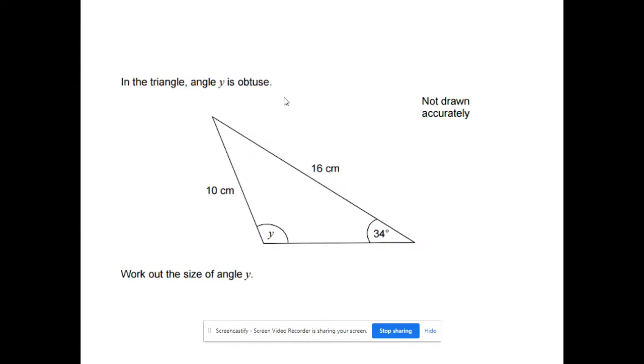So here's an example question. It's not drawn accurately, not to scale, and they've told us angle y is obtuse. That's the biggest clue that we're probably going to get an acute angle, but we want the one that's greater than 90. So the process is exactly the same.